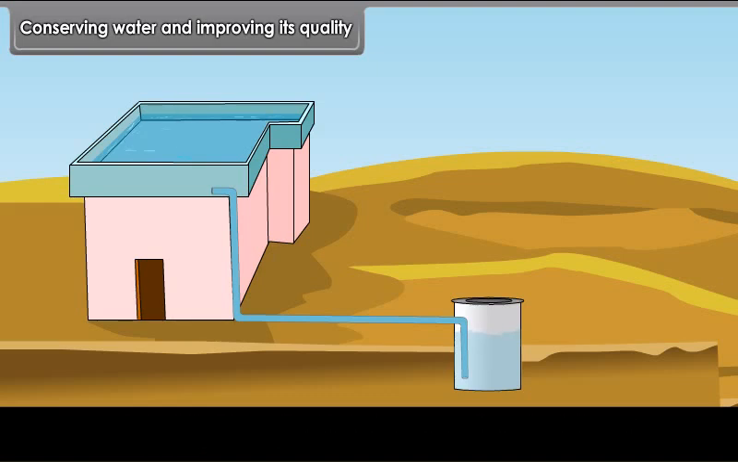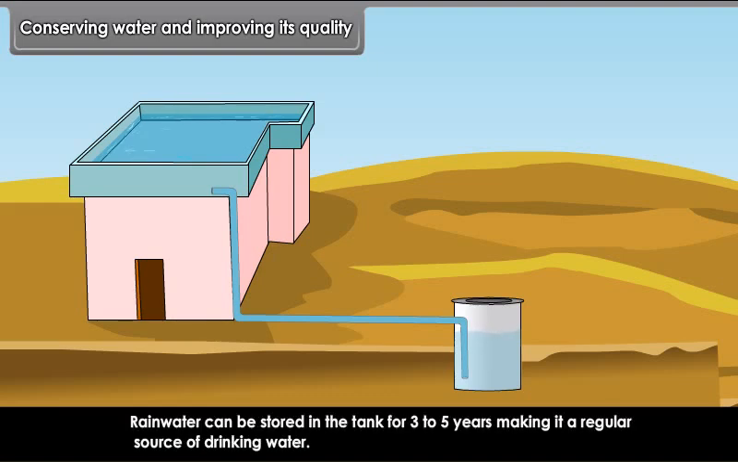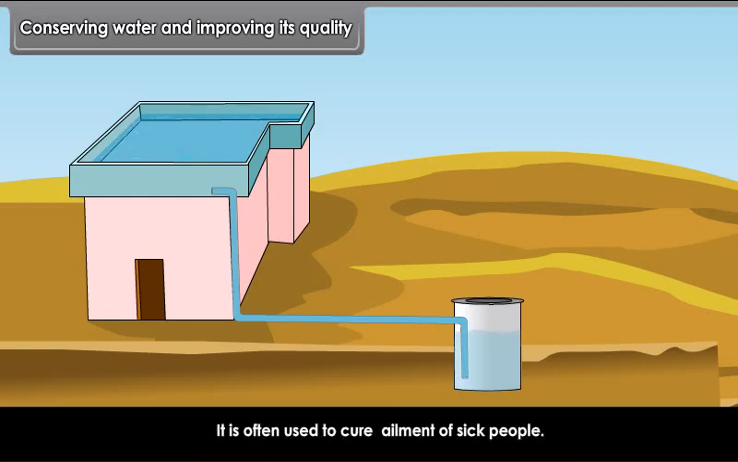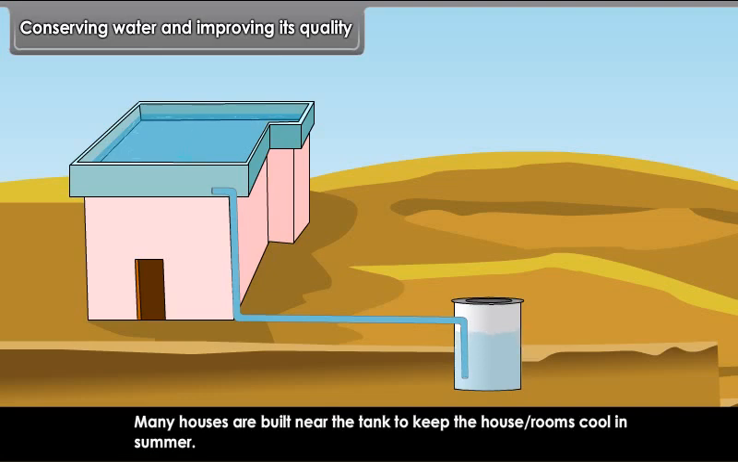Do you know, rainwater can be stored in the tank for 3 to 5 years, making it a regular source of drinking water. Rainwater, paalar pani, is the purest form of natural water. It is often used to cure ailments of sick people. Many houses are built near the tank to keep the house or rooms cool in summer.